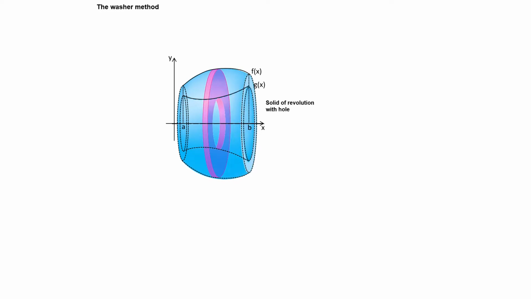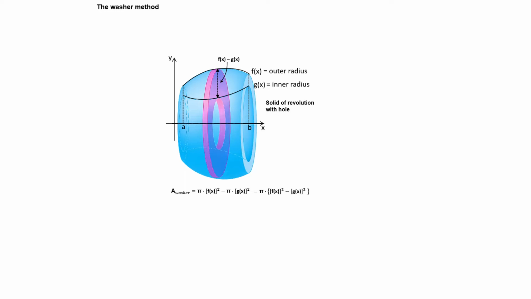You should notice that f of x and g of x represent the outer and inner radii of the washer. The cross-section is a washer. We find the area of the washer by subtracting the area of the inner disk from the area of the outer disk. The volume of the solid of revolution is the integral of this cross-sectional area.